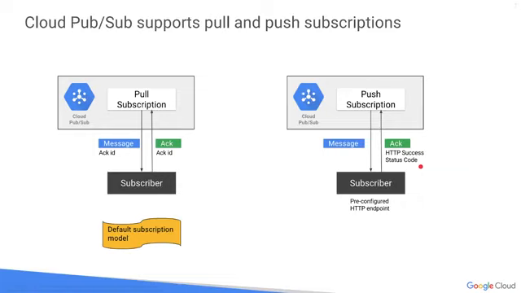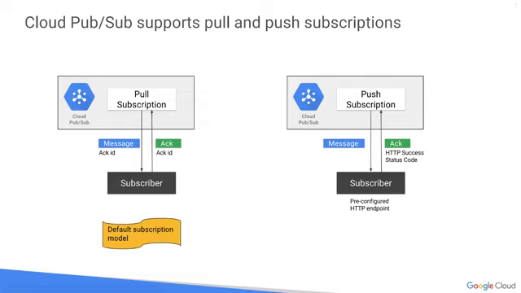Cloud PubSub dynamically adjusts the rate of push requests based on the rate at which it receives success responses. You can configure a default acknowledgement deadline for push subscriptions. If your code doesn't acknowledge the message before the deadline, Cloud PubSub will resend the message.